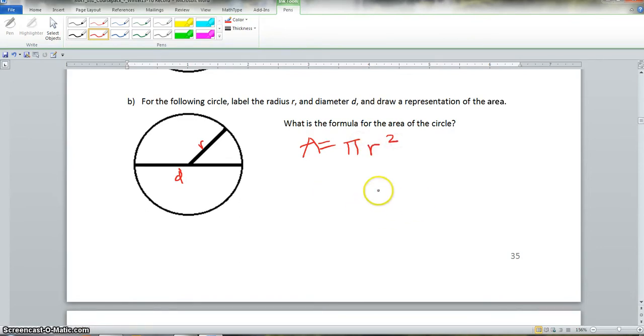Now you do not use the diameter here. The only thing you would do with the diameter, you would have to find the radius by taking half of it. But as far as the formula is concerned, it does not have a diameter feature of the formula. So this is your formula for the area of the circle.